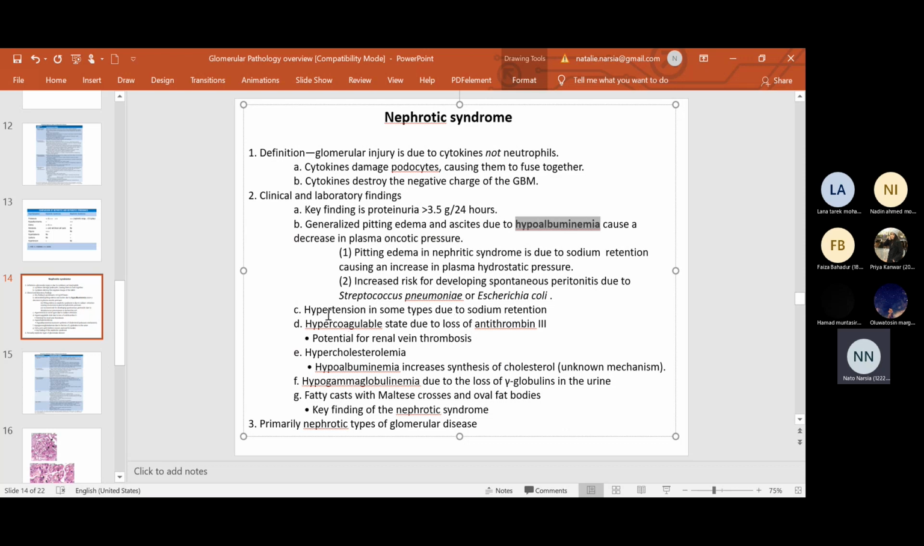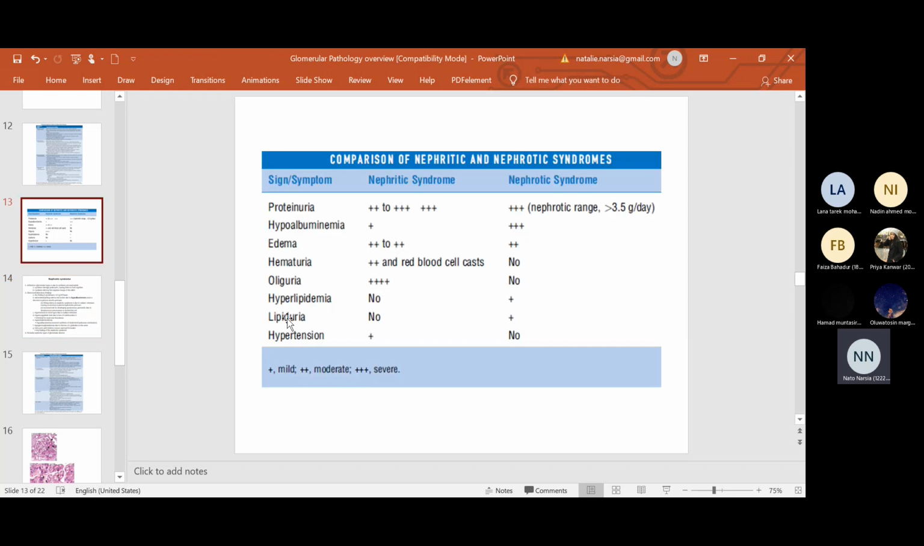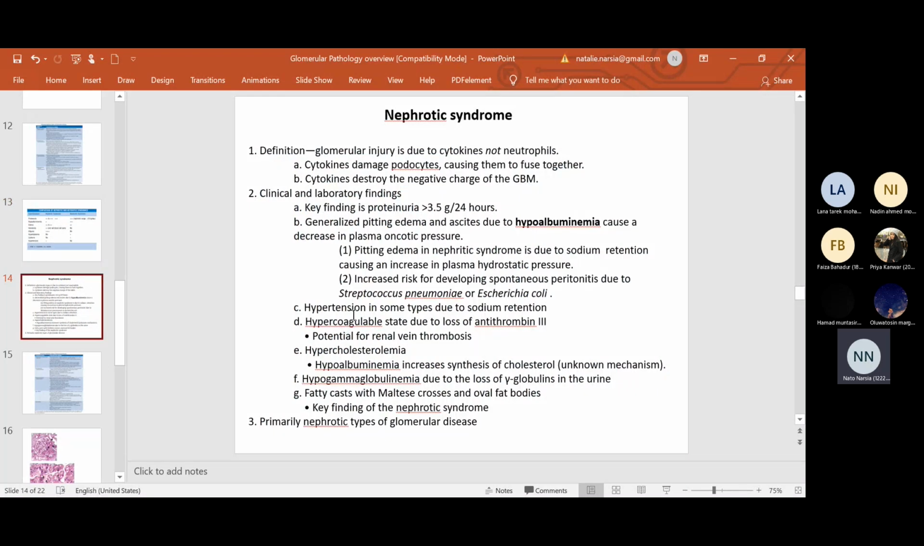Do you remember I showed you this picture? Hypertension you should not find in nephrotic, but in some cases you can have hypertension as well, okay? Hypercoagulable state. Hypercoagulable state is important, guys. And why hypercoagulable state?